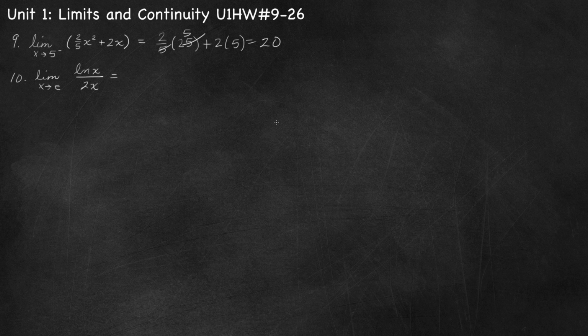Number 10, the limit as x approaches e of the natural log of x over 2x. This function is continuous when x is e. We're going to start with substitution. We'll substitute e in for x. We get the natural log of e over 2 times e. The natural log of e is 1. So you get 1 over 2e.